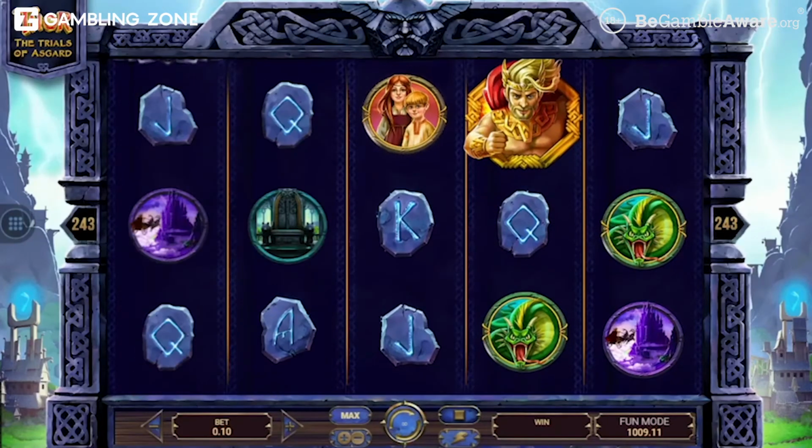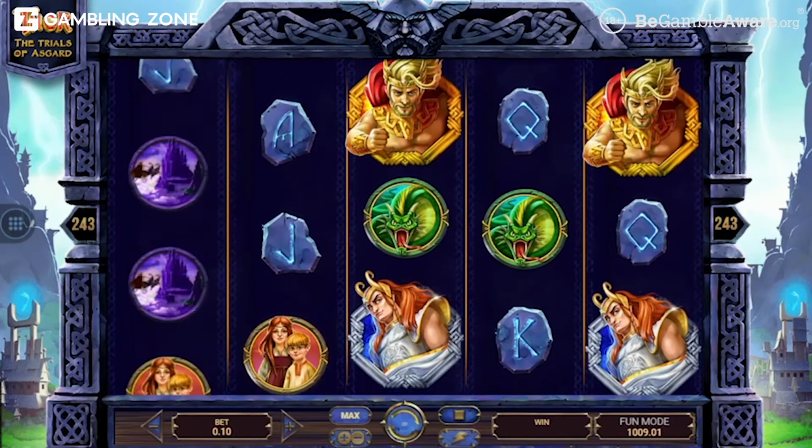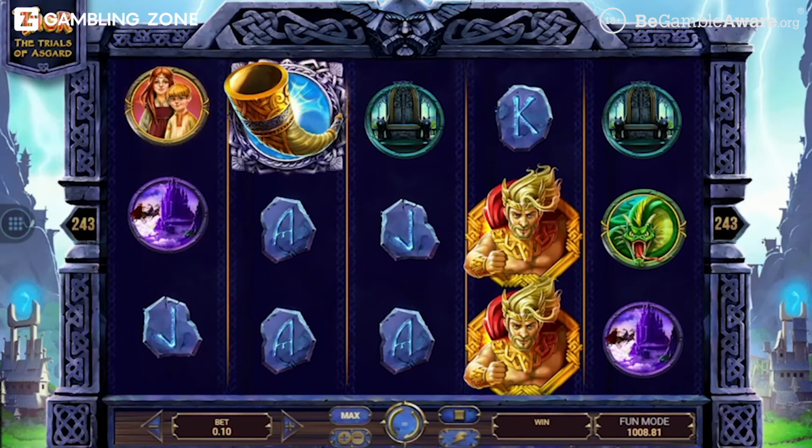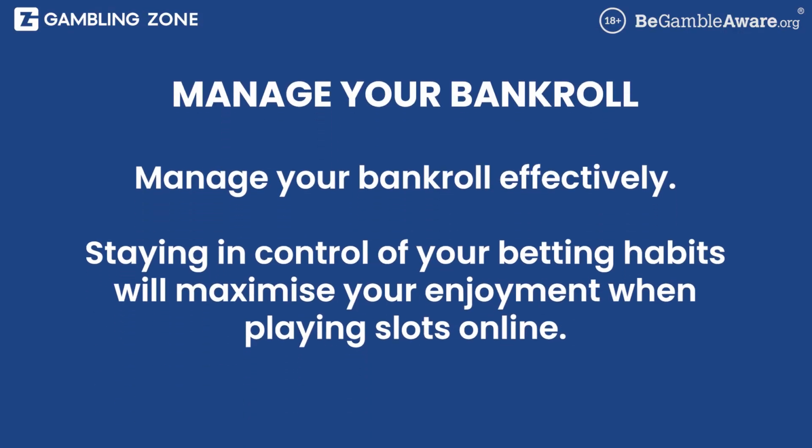There is no way you can ever guarantee a win on an online slot. However, you can definitely boost your chances by making clever choices and, in turn, get more enjoyment out of playing. You'll need to learn to manage your bankroll effectively. Being able to stay in control of your betting habits is going to maximize your enjoyment when playing slots online and is also going to ensure you do not end up losing money you cannot afford to.